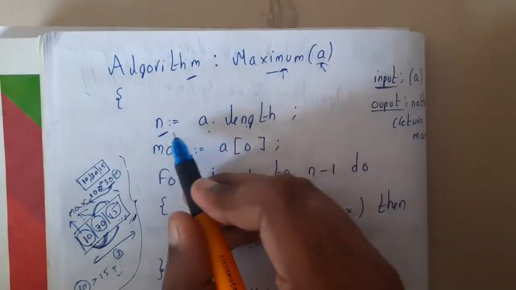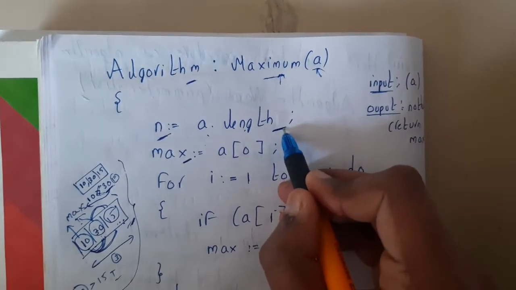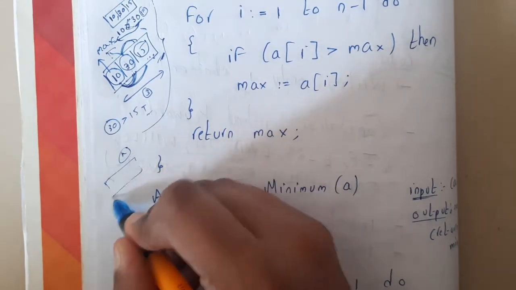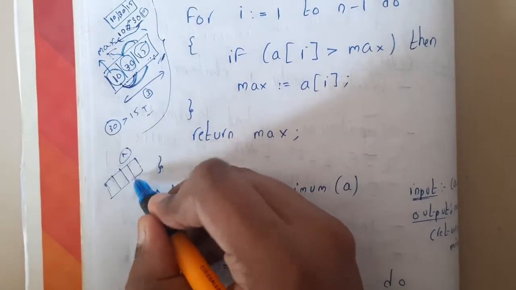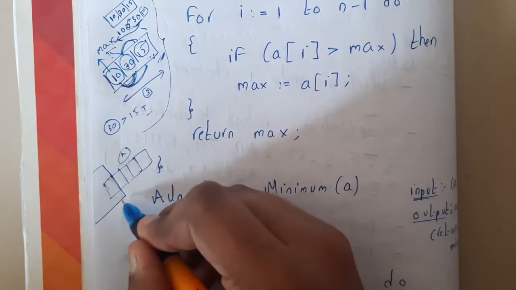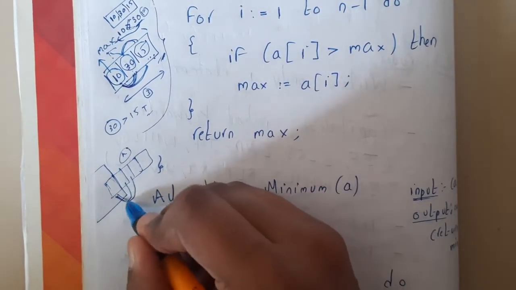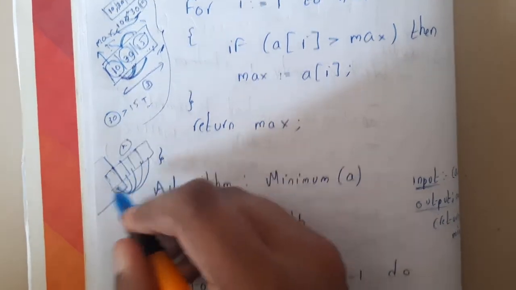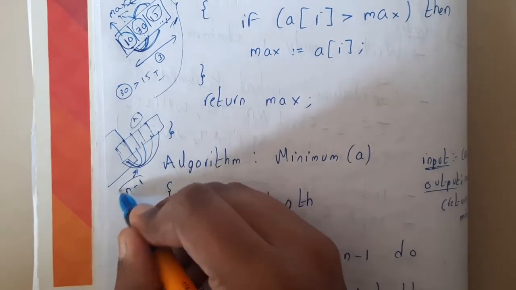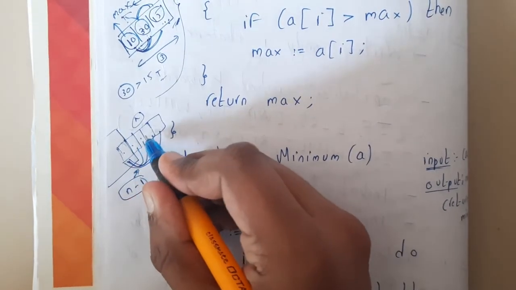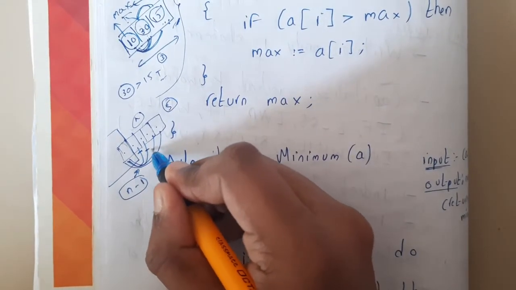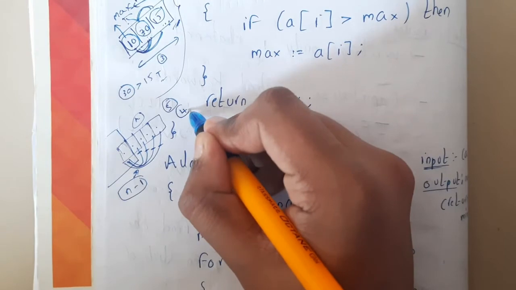Initially we find the length of the array. If you observe carefully, assume these many elements are there: you consider the first element as the maximum, then you compare it with all the other elements. So the number of operations you do is n minus 1. Assume 1, 2, 3, 4, 5. Here 5 is the length, right? So you do 4 comparison operations.